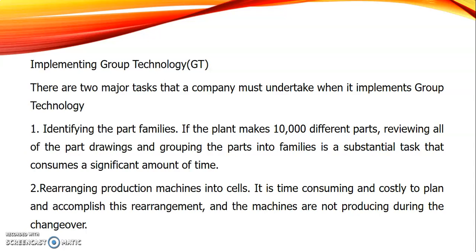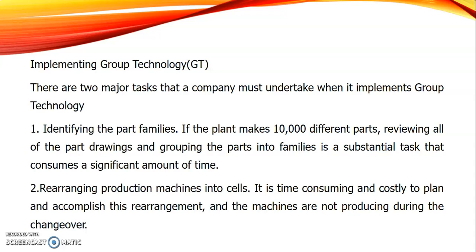For example, if a plant makes 10,000 different components or parts, it is able to group these components based on design and manufacturing attributes into 30 to 40 different families. Each part family is similar. And this is known as cellular manufacturing.